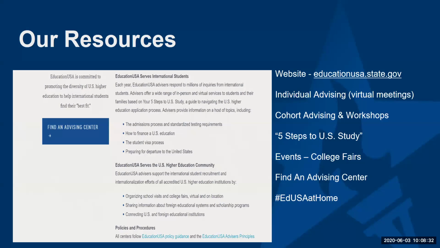We do have our signature 5 Steps to US Study workshops, and we go through the steps that are involved in applying to universities in the United States. The first step being researching the college options, the second step being financing the college education, the scholarship options available, financial aid available. And then we walk you through how students can look and search for scholarship opportunities that are relevant to their needs, their background, and interests.